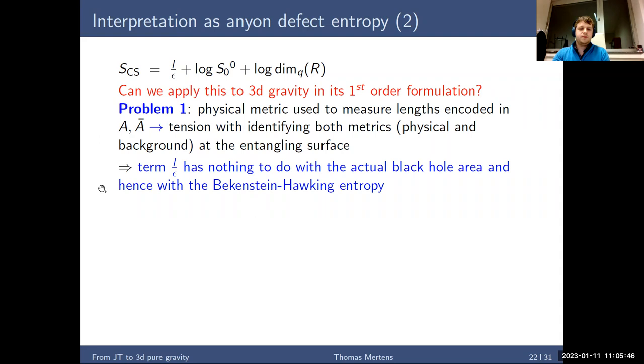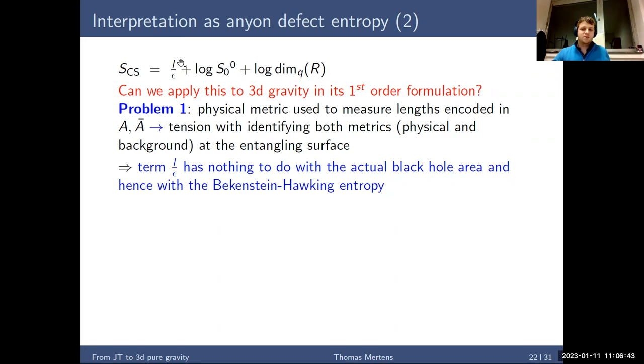So what you learn from this, and this is just a general argument, this has nothing to do with the calculations that I was showing you earlier, is that if we try to interpret 3D gravity as Chern-Simons, and we just use this formula for the Chern-Simons entanglement entropy, that first term actually has nothing to do with the actual black hole area. That length is not measured with the metric that is used to define this L here. This length is measured with this ad hoc introduced metric at the boundary of Chern-Simons, whereas our physical metric is actually encoded in A. That's the metric we should be using in order to find the black hole area. So there's this tension between this first term having anything to do with A over 4G.